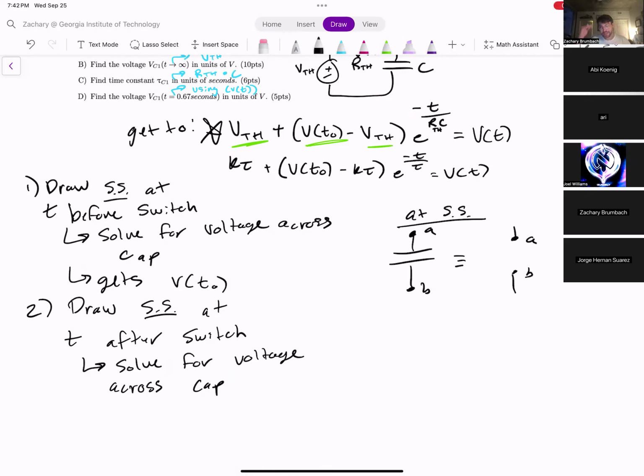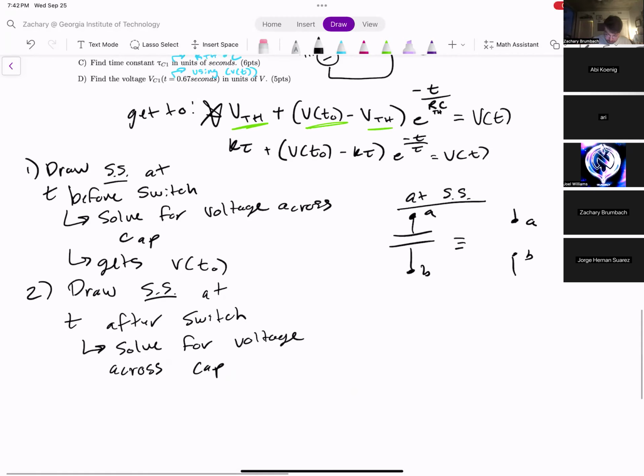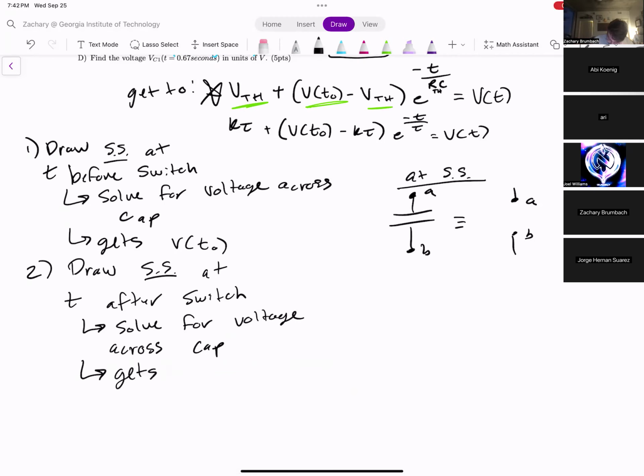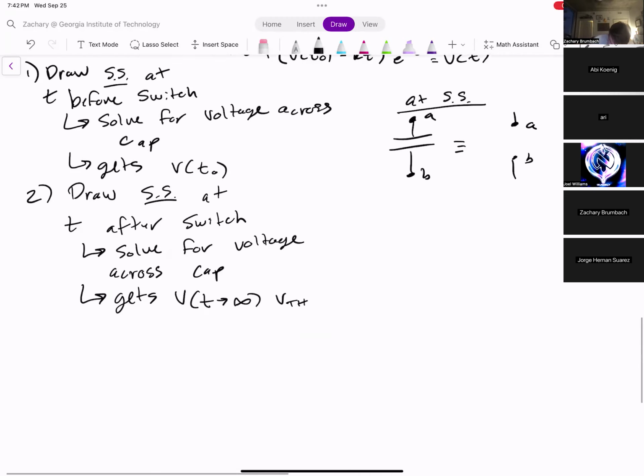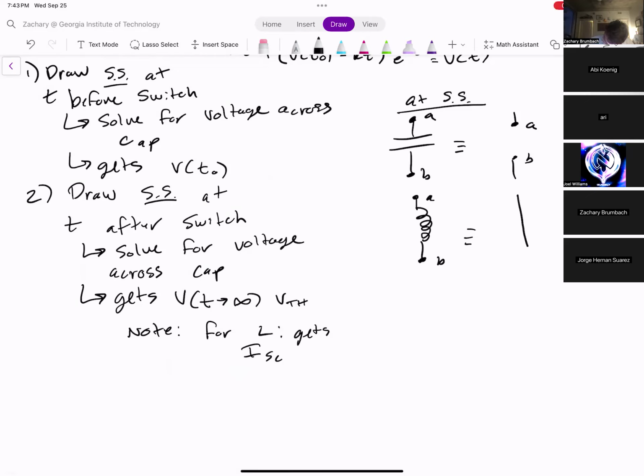And if we're looking for the voltage across A to B when it's open, that's a Thevenin equivalent voltage. So this gets V at time approaches infinity, which is V Thevenin. Note, if you're solving for an L, this gets I short circuit, okay? In that case, your inductor from A to B is equal to just a short, where this voltage is some voltage and this current is some current. So this is what we're looking for at steady state, this for a cap or this for an inductor.